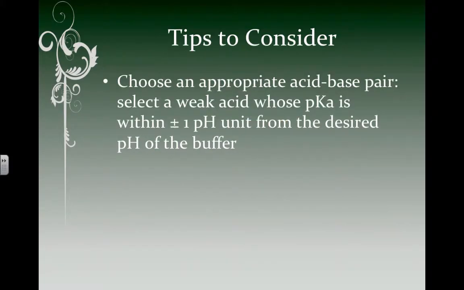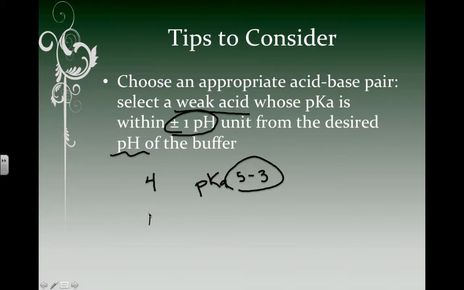So let's look at some tips in producing buffers. So first tip to consider, you want to choose an appropriate acid-base pair. So we select a weak acid whose pKa is within plus or minus 1 pH unit from the desired pH of your buffer. So if you need a buffer of 4, then you need a pKa that is within either 5 or all the way down to 3, somewhere in that range. On the other hand, if you want a buffer in the range of 10, then you're looking for a weak acid whose pKa values range from 9 to 11. And that's how we would choose the right acid-base pair.